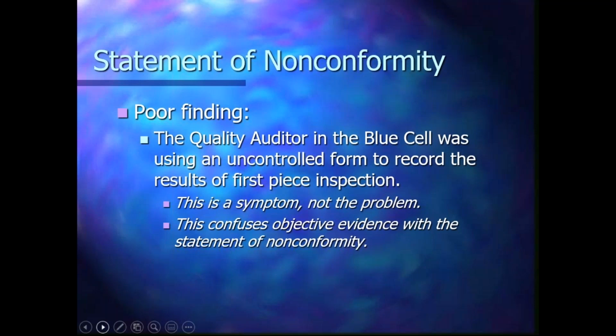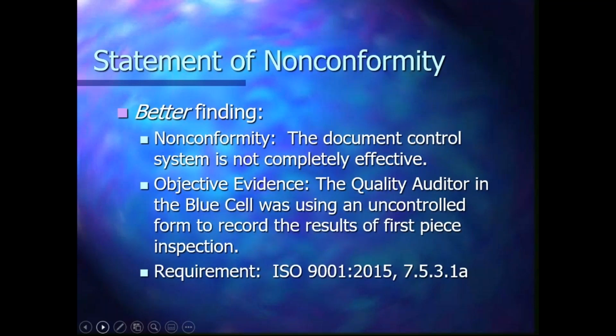All right, let's get another example. The quality auditor in the blue cell was using an uncontrolled form to record the results of first piece inspection. Again, we're at the symptom level. We're talking about a specific person or incident. We're confusing, again, objective evidence with the statement of nonconformity.